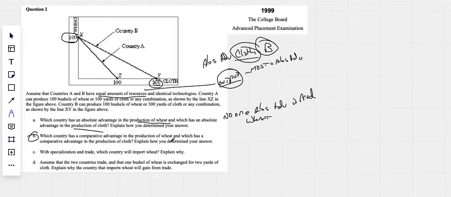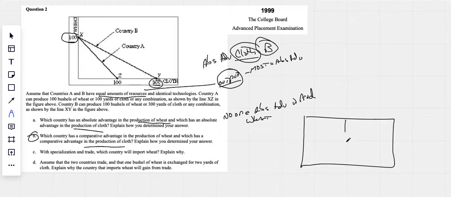Which country has a comparative advantage in the production of wheat, which has a comparative advantage in the production of cloth? Well, let's do our math here. Now, they're only asking for comparative advantage, so we could have done this very quickly. Later on, we're going to talk about terms of trade, so we will need the numbers. But if you were only being asked, for a multiple choice question, who has comparative advantage, you could do that very quickly.